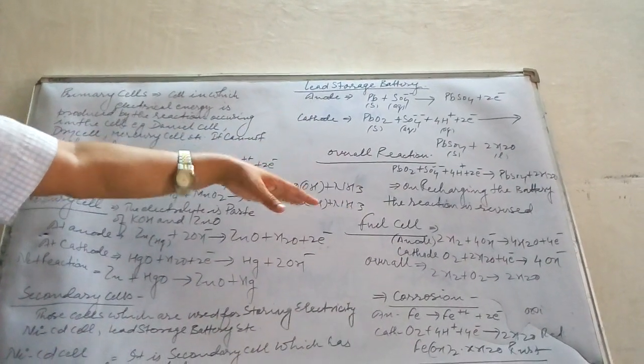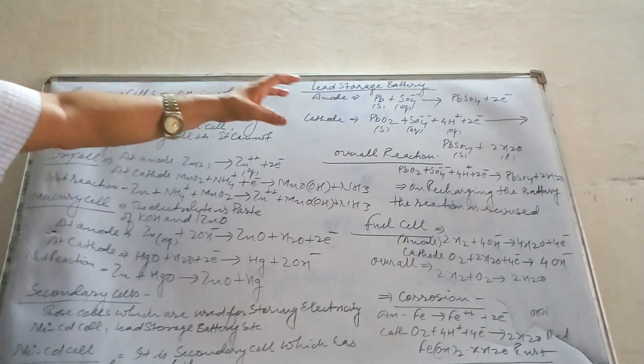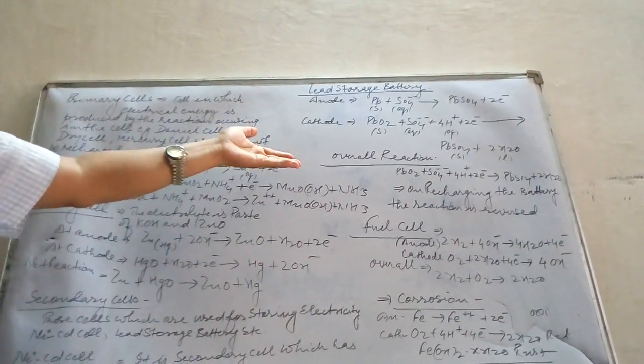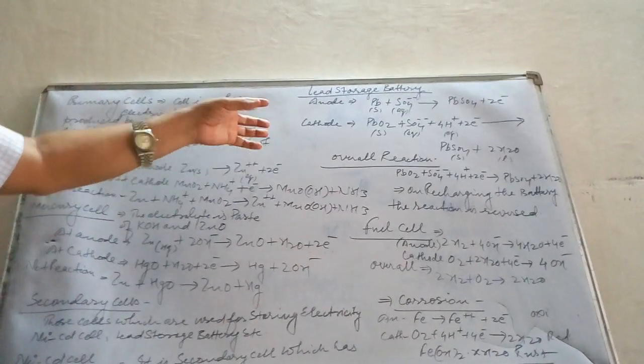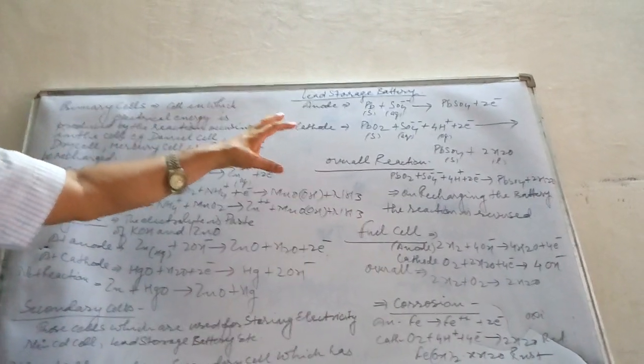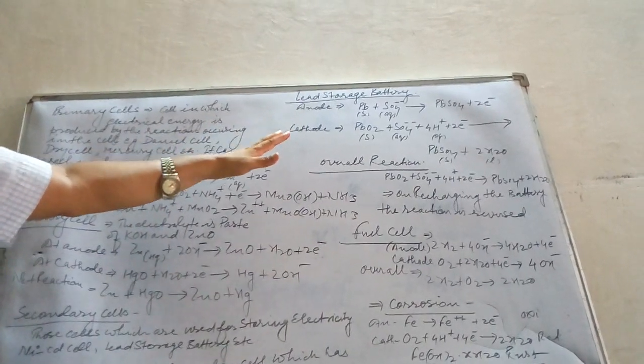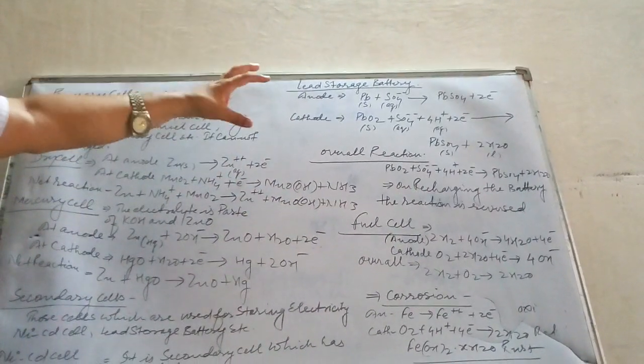So ultimately this lead storage battery is very common nowadays. In your houses you are using an inverter, and everywhere the big batteries you are seeing, children, those are lead storage batteries and are secondary cells. Okay, so let me discuss all these things once again.